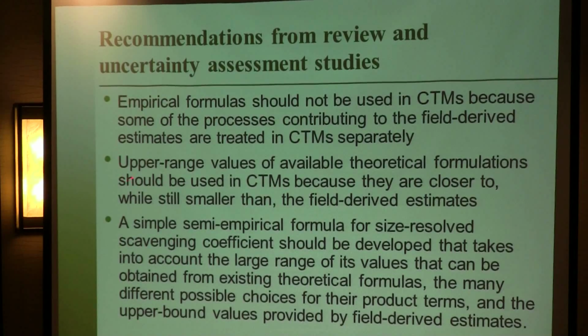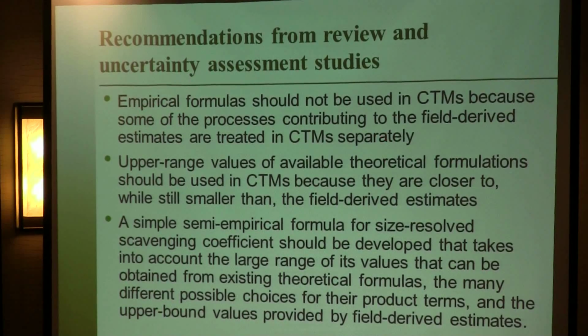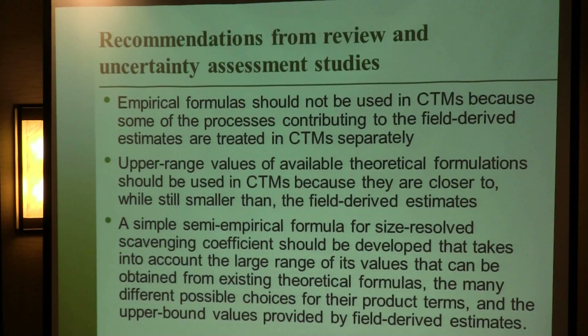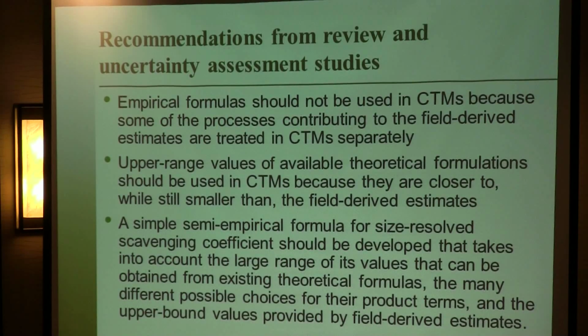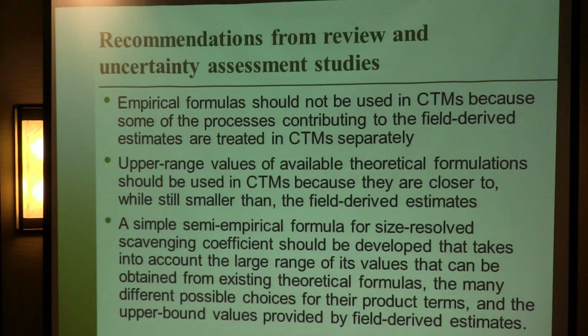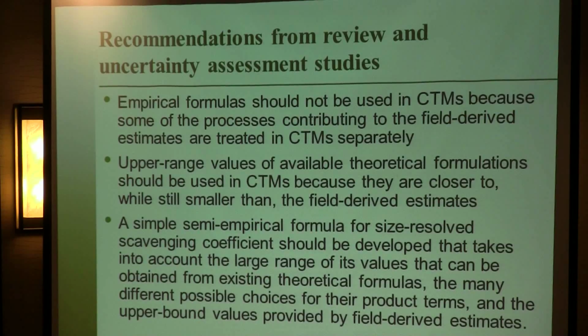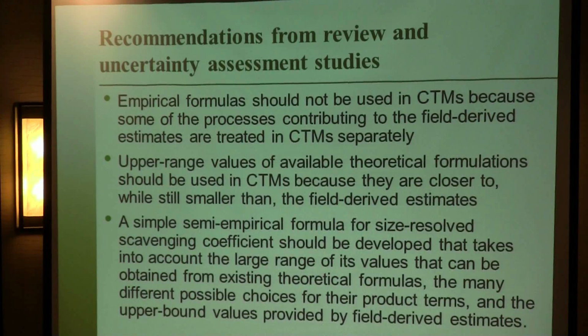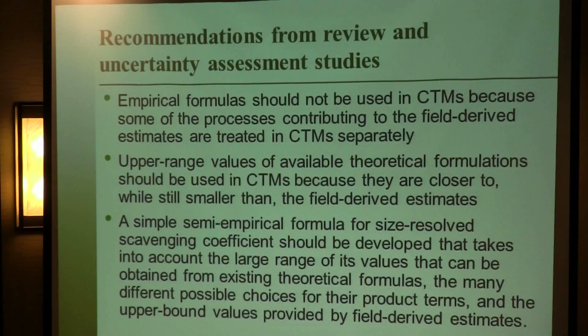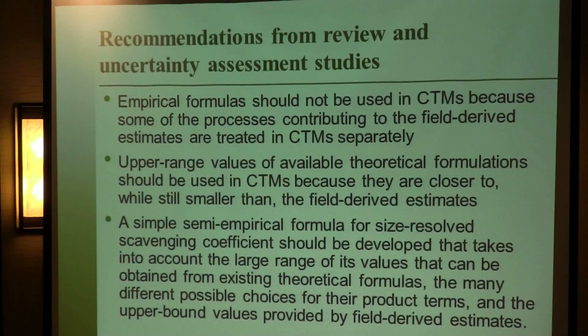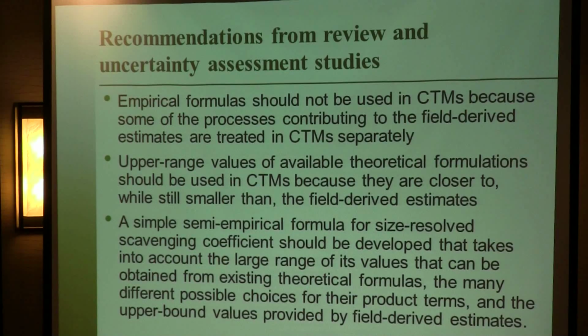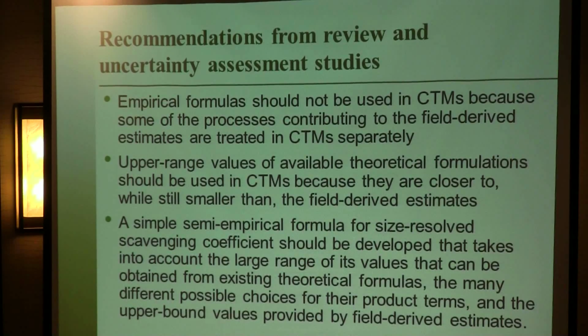Those are called the empirical formulas. We think that those empirical formulas should not be used in CTMs because they consider all the processes that contribute to the scavenging process. And some processes are already considered in chemical transport models separately, so you would be double counting those processes. And we recommend that the upper range value of the theoretical formula should be used because they are still much lower than the field measurements, and they are close to the reality.